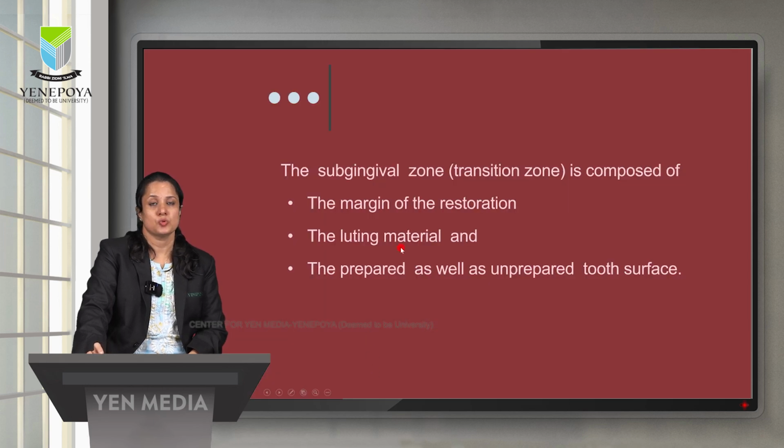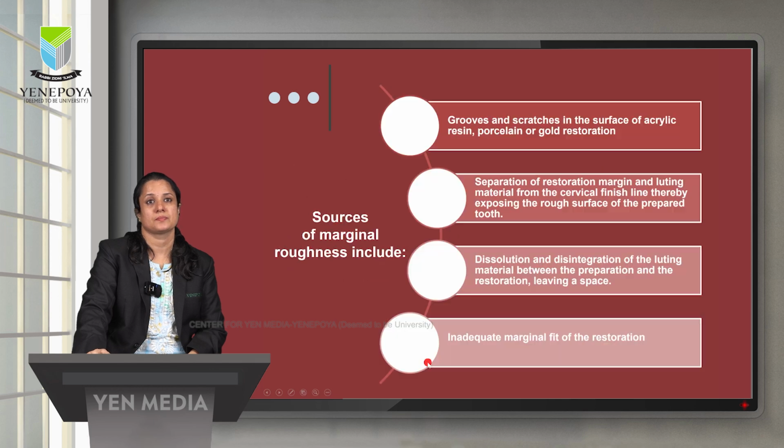The subgingival zone or the transition zone is composed of the margin of the restoration, the luting material and the prepared as well as the unprepared tooth surface.